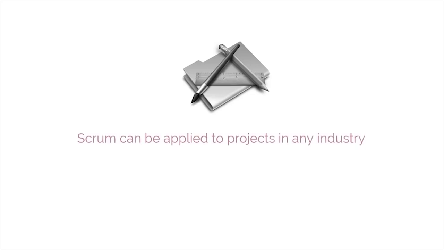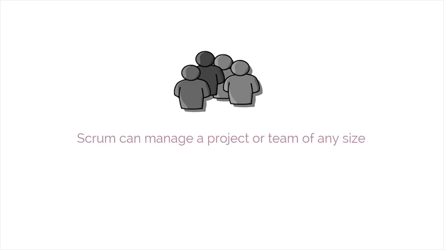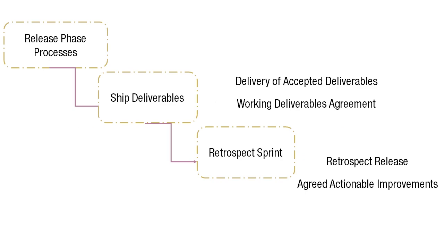Scrum can be applied effectively to any project in any industry, from small projects or teams with as few as 6 members to large, complex projects with up to several hundred team members. Let's see the release phase processes, which are as follows. The first process is ship deliverables. In this process, accepted deliverables are delivered or transitioned to the relevant stakeholders. A formal working deliverables agreement documents the successful completion of the sprint.